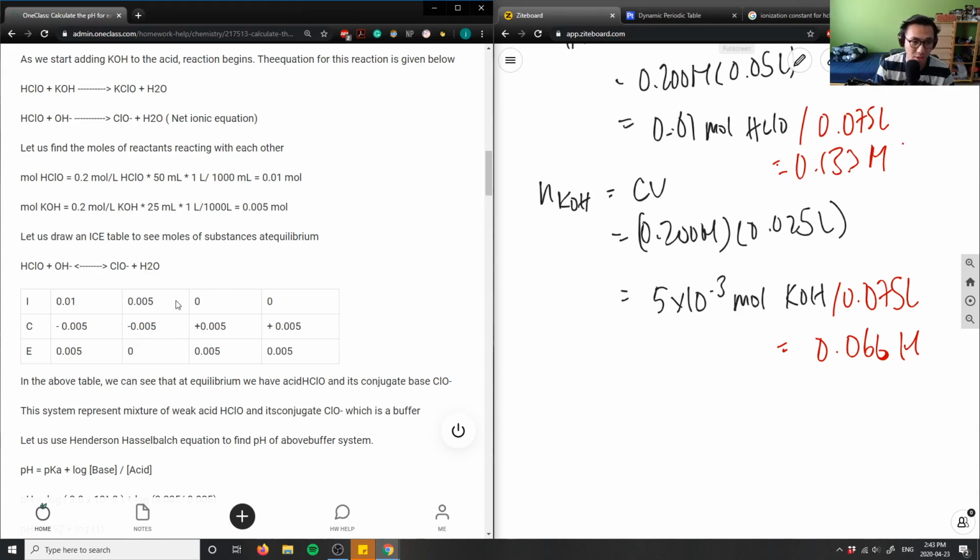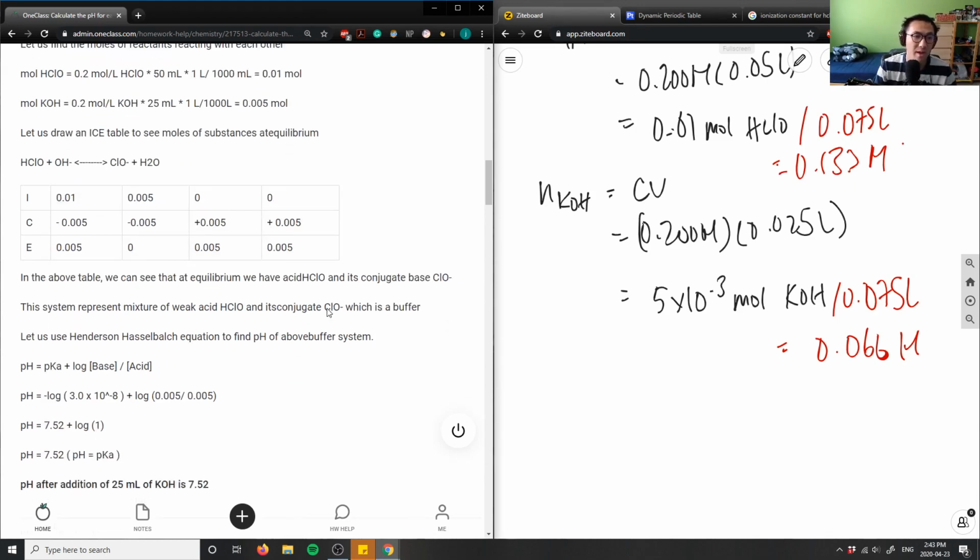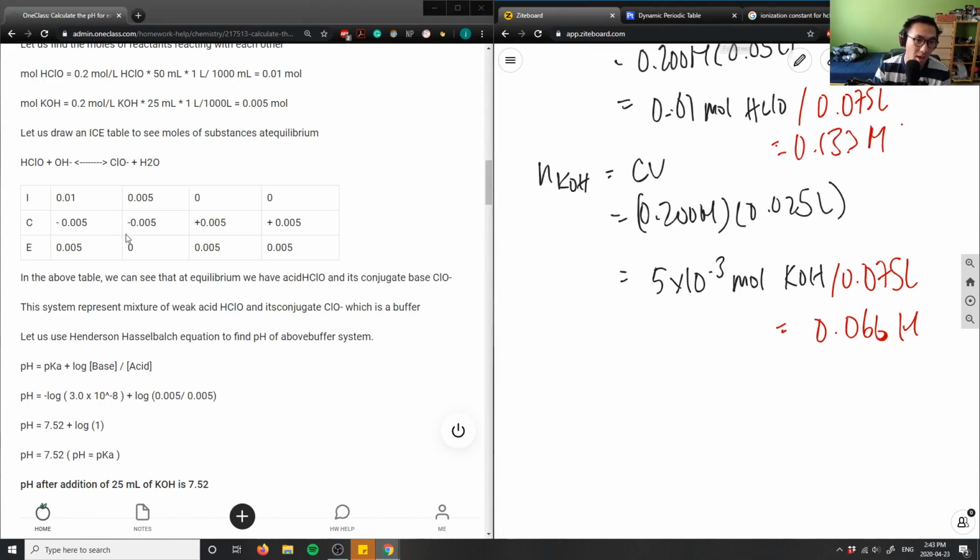These will be the initial amounts. I lose 0.005, I get 0 for my base here, and I get 0.005 for my acid, which means my x value would be 0.005. And simply what you can do then is you have the concentration of your HClO equals the concentration of your ClO minus. So again, here at equilibrium, we have an acid and its conjugate base, ClO minus. Therefore, you have a buffer system. And this is actually more university level chem than grade 12 chem. Grade 12 chem would probably have got you to do the first part like I did, but because this is a buffer solution, because our acid and our conjugate base are exactly the same, pH would equal pKa.